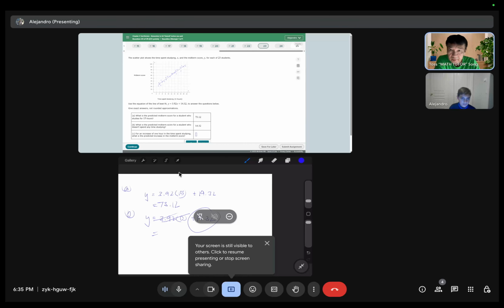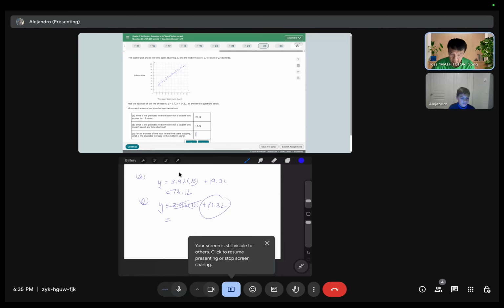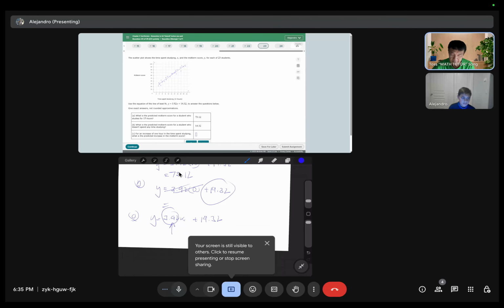Okay, so check this out. The equation, this is C. I'll write the equation again, plus 14.32. Now, this is the key right here. This one, you have to try to remember it. It might be on the test. It's likely going to be on the test. So it goes like this.